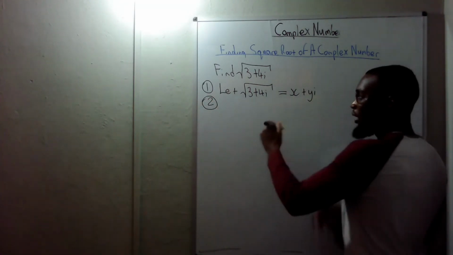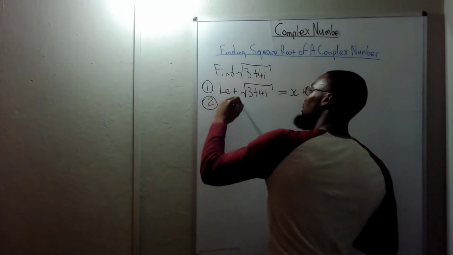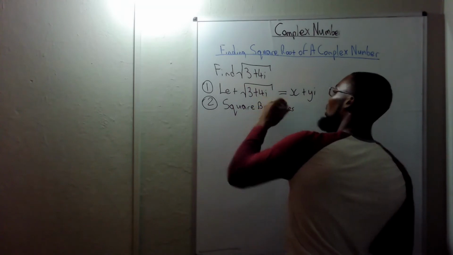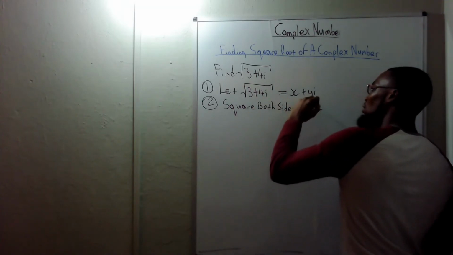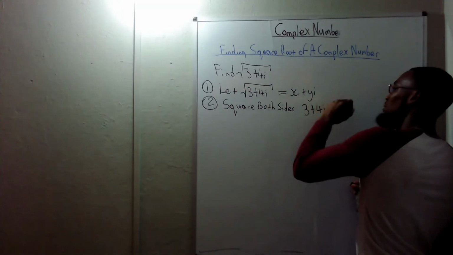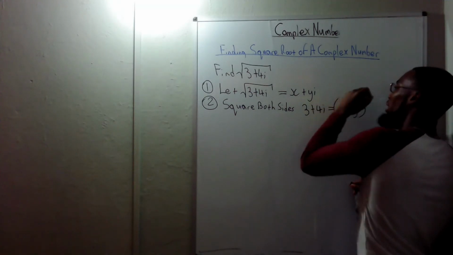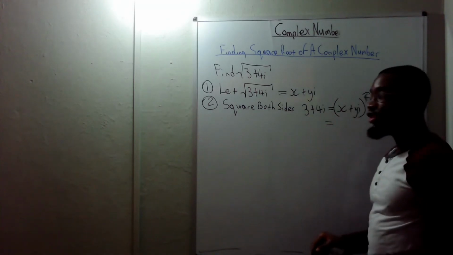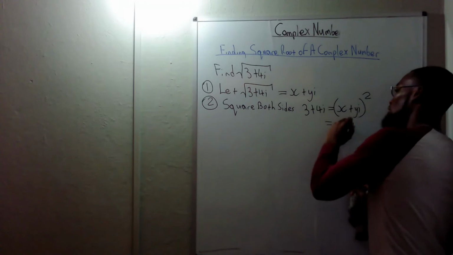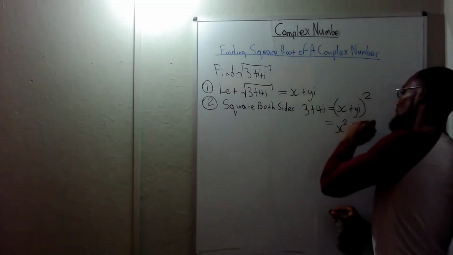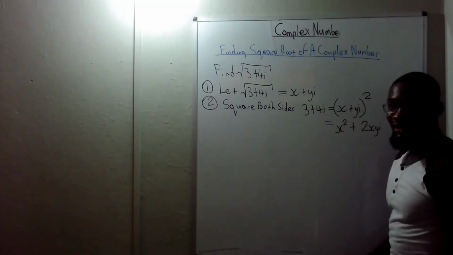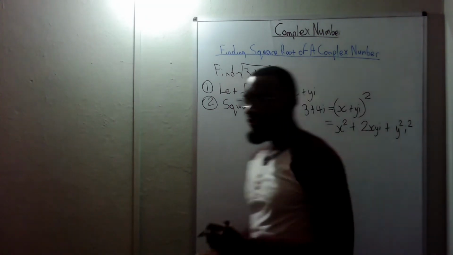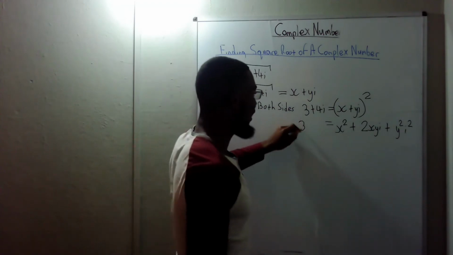Squaring both sides, we're going to get 3 plus 4i is equal to x plus yi all squared. Again, we expand out the right hand side: first term squared, plus twice the product of the two, plus second term squared. Alright, so that is what we have so far.